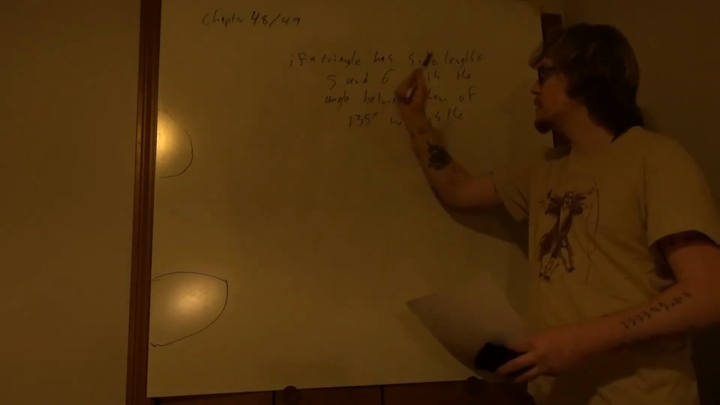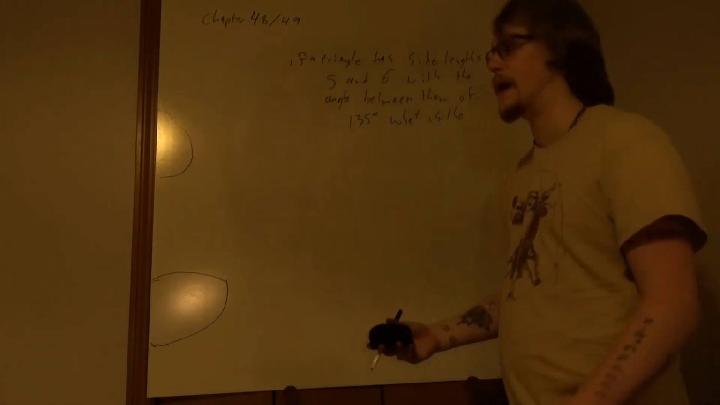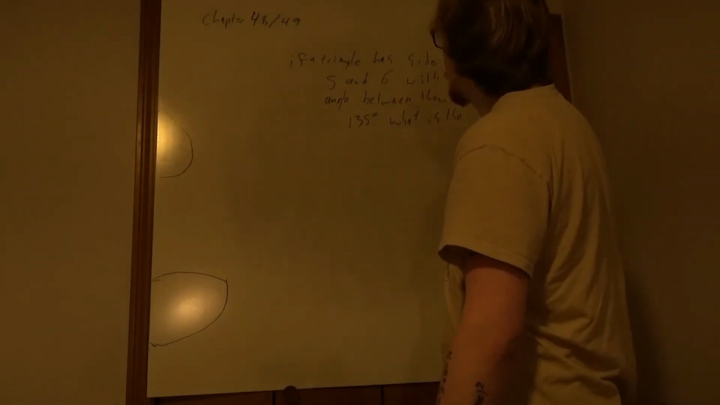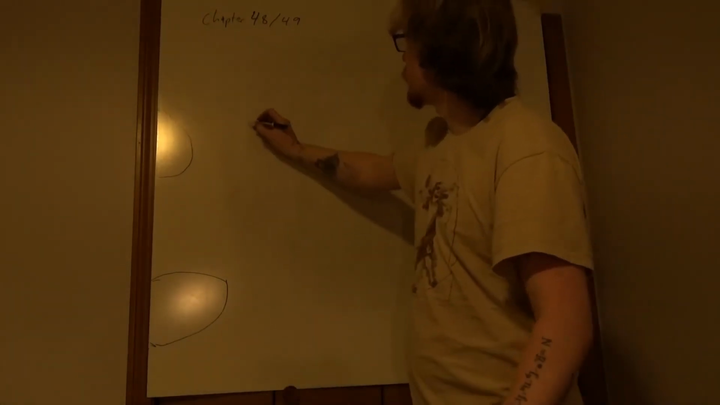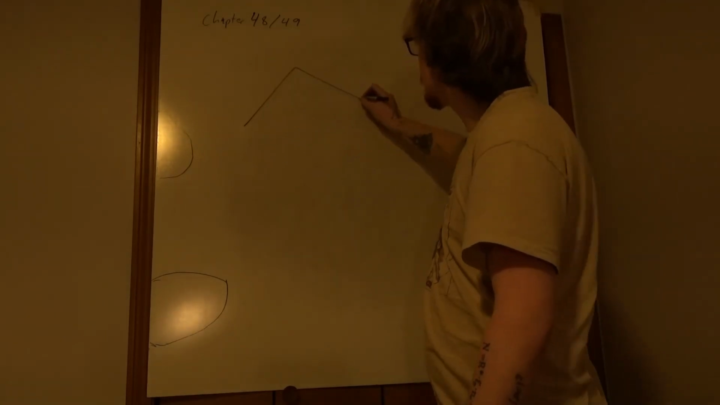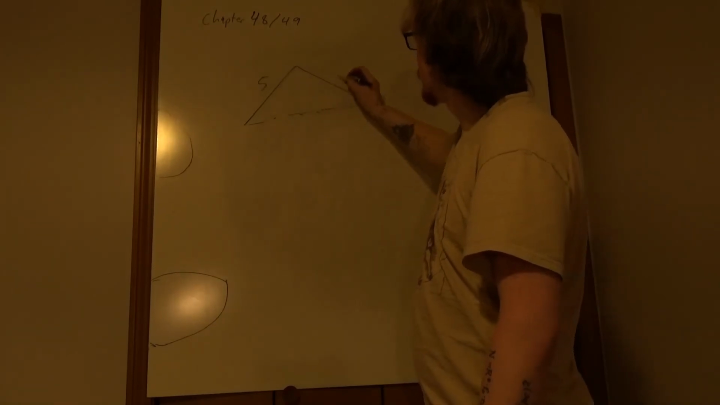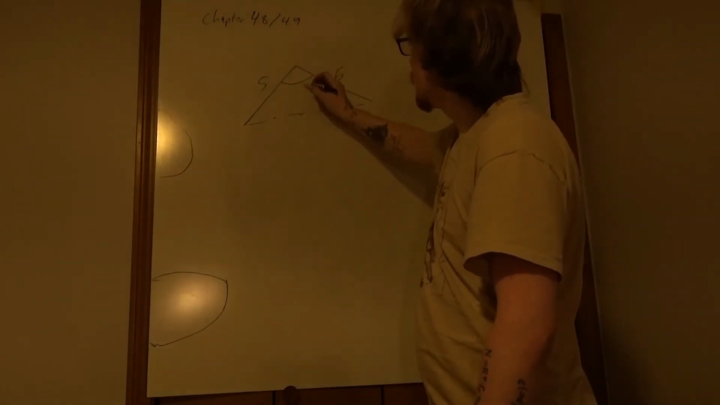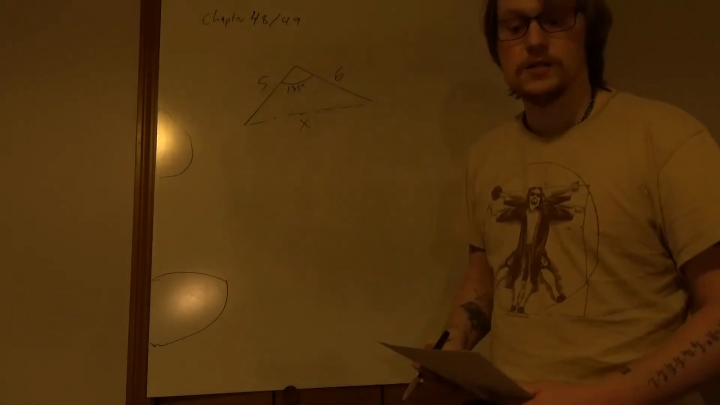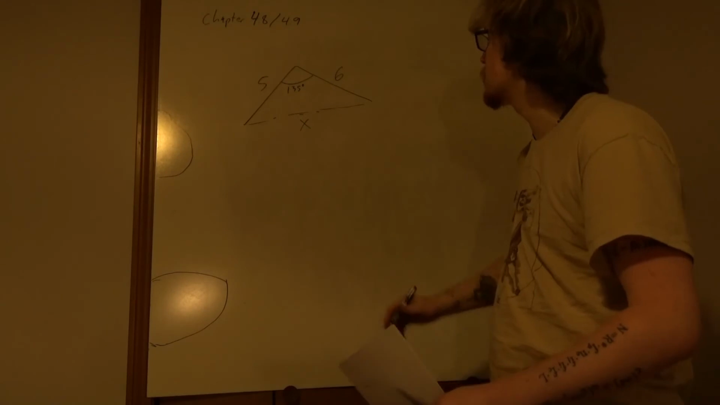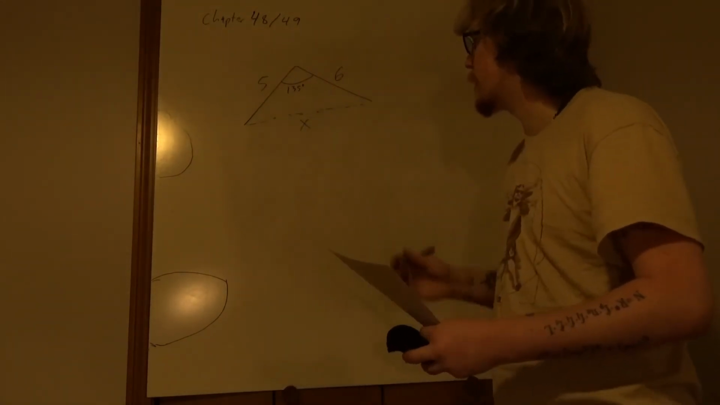We have 5 and 6, and the angle between them is 135 degrees, so what is the remaining side? I kind of regret writing this out because I need more space. So instead, I'll just do this graphically and say this side length is 5, this side length is 6, this angle is 135 degrees, so solve for x. And we can do this using the law of cosines pretty easily. That, by the way, is supposed to be a dotted line.